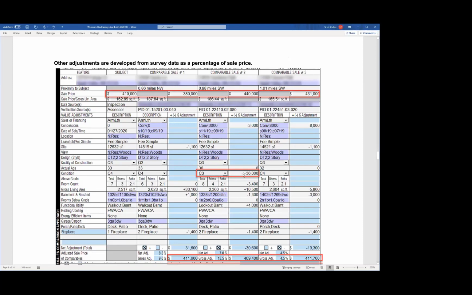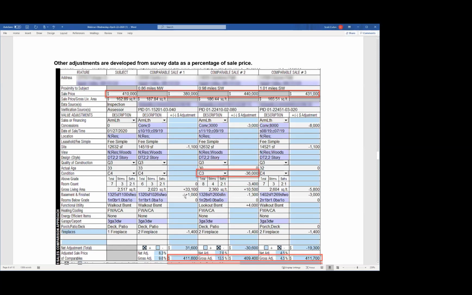There's no cost involved with condition. We use a survey, or we have used a survey, to ask appraisers what they think a difference in condition makes to a house. And I think the data has been working very well for me, as we can see here. I've blocked out everything that's confidential, but we had contract prices of 410, 380, 440, and 431. And after adjustments, 412, 409, 412, right?